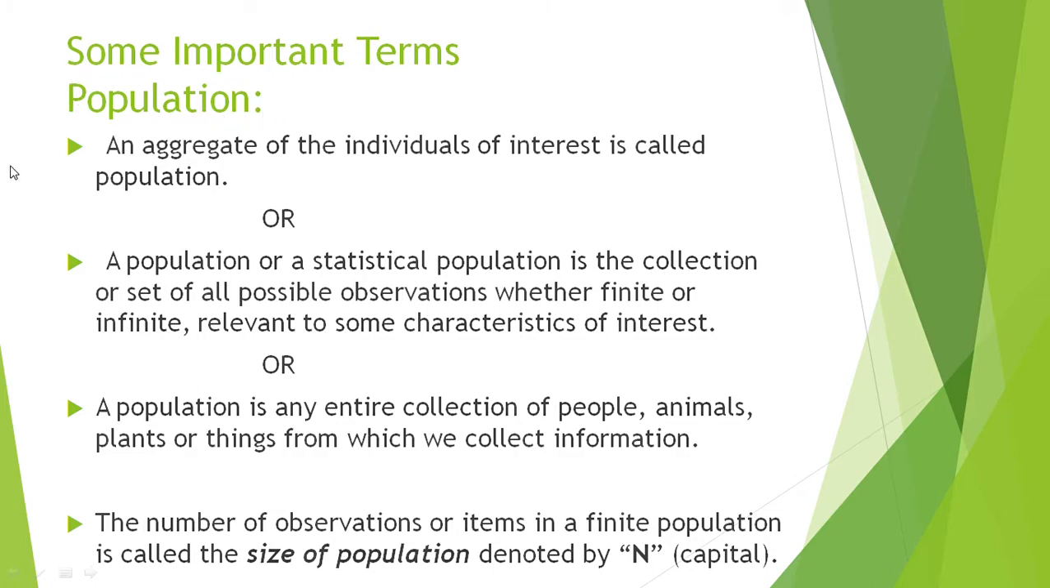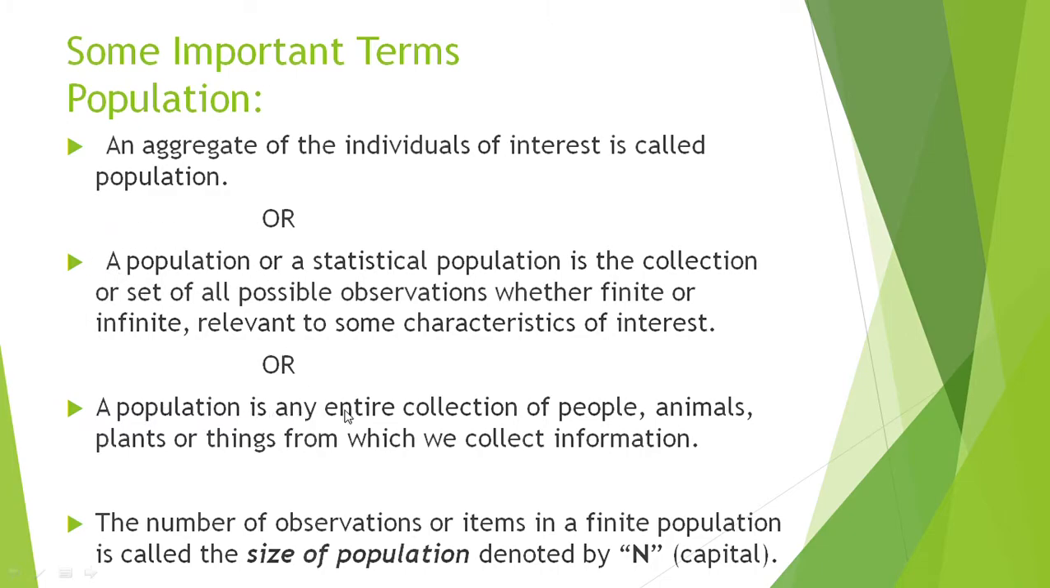What is a population? In statistics, a population is an aggregate of individuals of interest, or a statistical population is a collection or set of all possible observations, whether finite or infinite, relative to some characteristic of interest, a characteristic or a topic in which we are interested. So the set of all possible observations is called population.